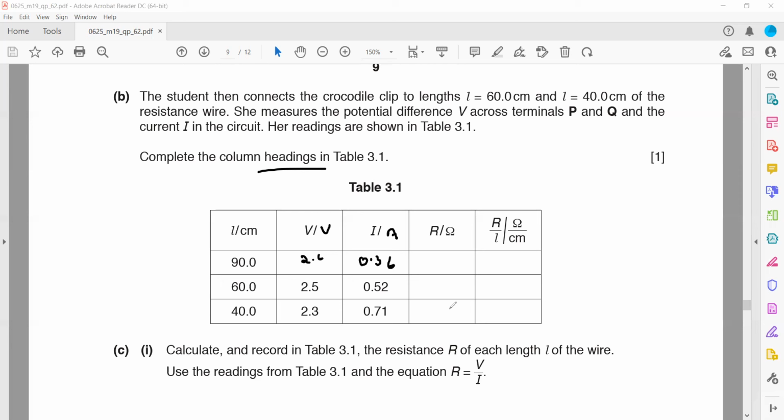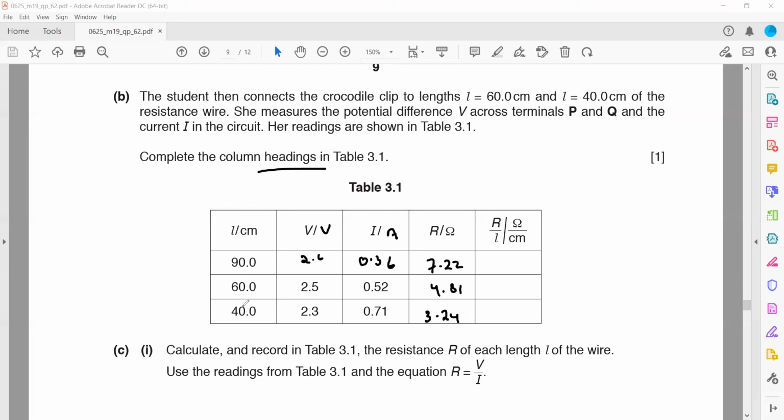So divide these values: 2.6 divided by 0.36. What's the answer for this? The resistance is 7.2. Then 2.5 divided by 0.52 is 4.81. I'm using 3 significant figures. 2.3 divided by 0.71 is 3.24.